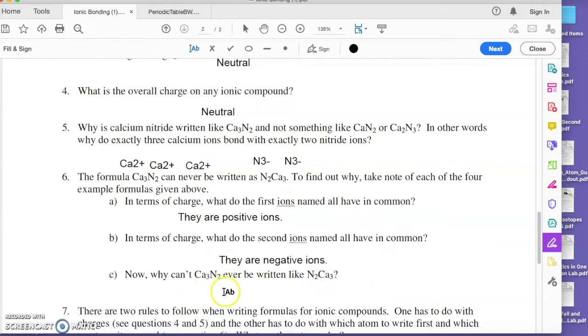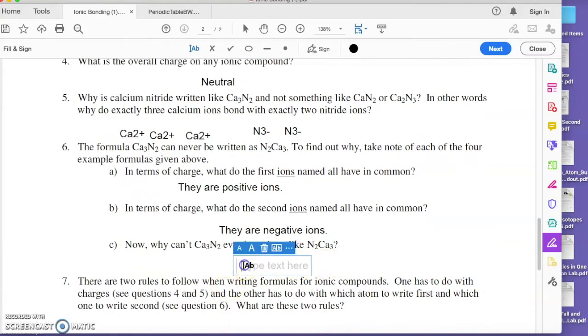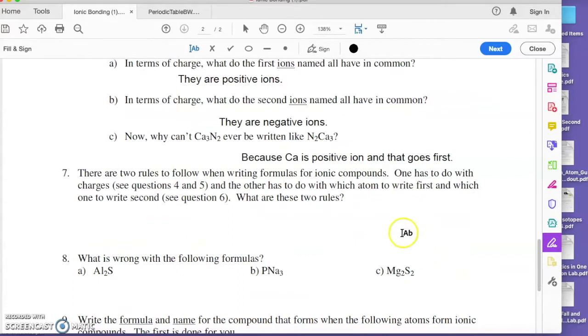So why can't Ca3N2 be written as N2Ca3? Because Ca is a positive ion, and that goes first. So the 2 rules of writing formulas for ionic compounds: one has to do with charges, and the other has to do with which one to write first. So what are the 2 rules?